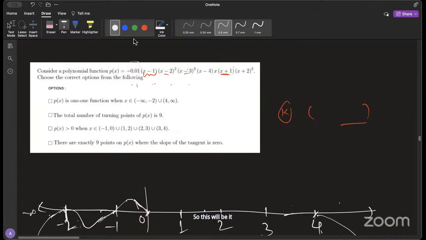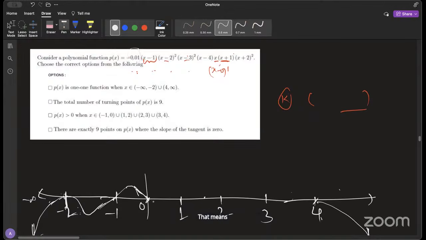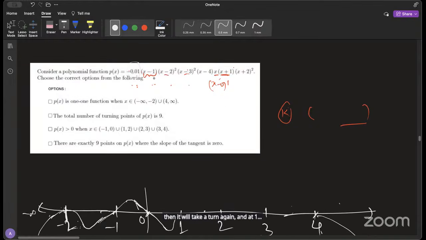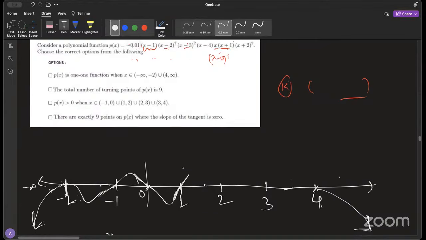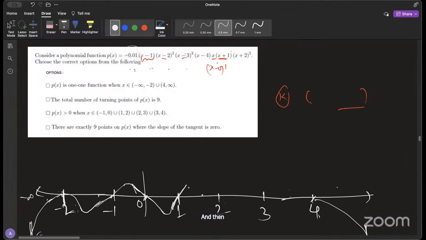And at 0, the 0 root factor is this one, right? And it has multiplicity 1, x to the power 1. This is x minus 0 to the power 1, right? That means at 0, this should cross again, odd multiplicity. Then it will take a turn again. And at 1, the degree is again odd, so it should cross this one, right? And then to meet 2, it will have to come back down.